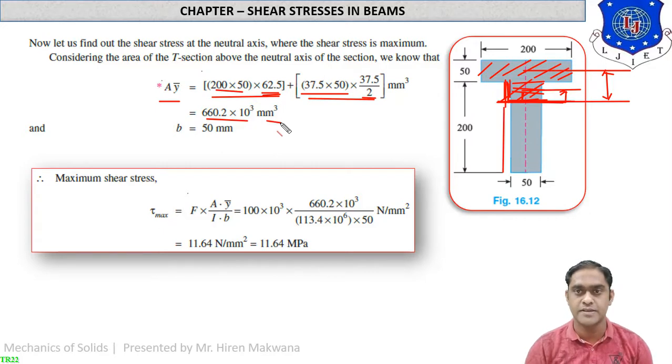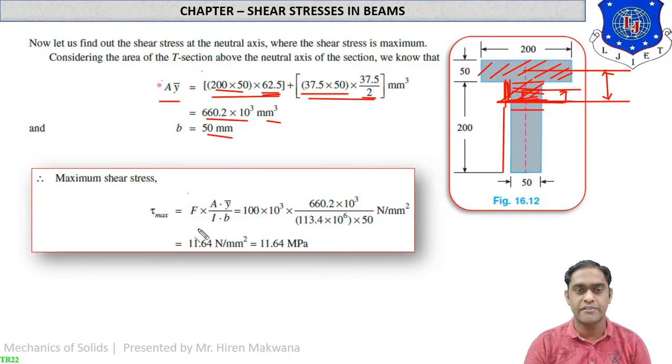You have to practice for this. And the width at the inside corner, or width for the CG section, means at this section the width is 50. So B is taken as 50 in the formula. So this is the calculation. Now the formula is very easy. Just replace the value and you will get the answer.